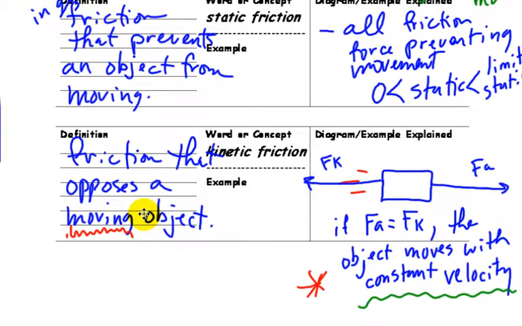Kinetic friction is friction that opposes a moving object. If this object is already moving and we have a kinetic friction force, and I apply an equal and opposite applied force, the object just keeps moving the way it was, at constant velocity. Because this force is balancing this force, the object will be moving at constant velocity since there's no net force, and with that there's no acceleration.